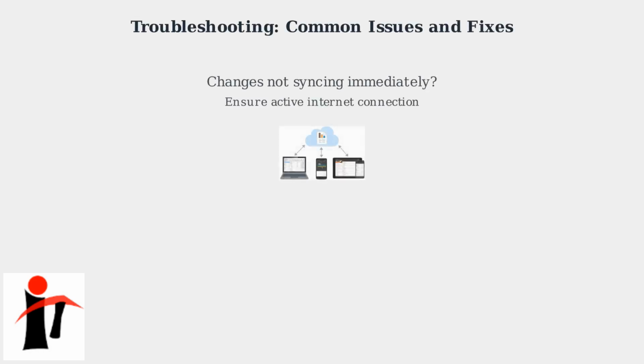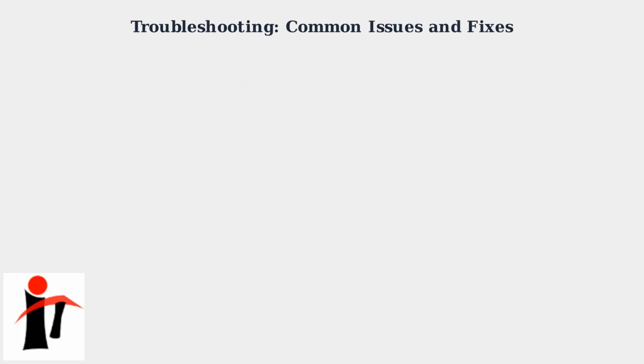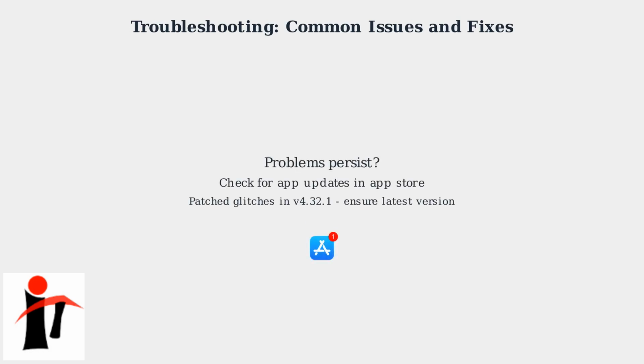Sometimes changes might not sync immediately. Ensure you have an active internet connection for proper syncing across devices. If shortcuts disappear, try restarting the app to refresh the settings. If problems persist, check for app updates in the App Store. Early 2025 reports noted minor glitches, like shortcuts not syncing across devices, but these were patched in version 4.32.1. Make sure you have the latest version installed.